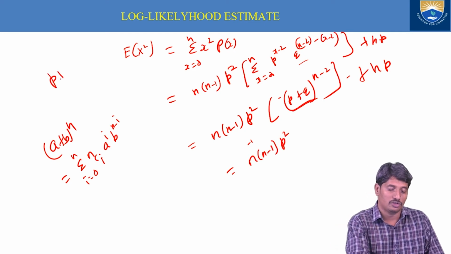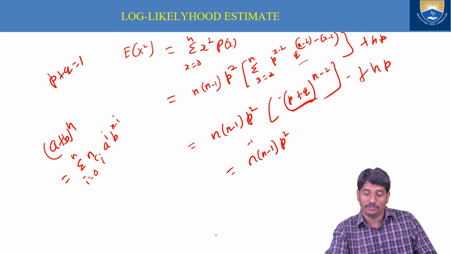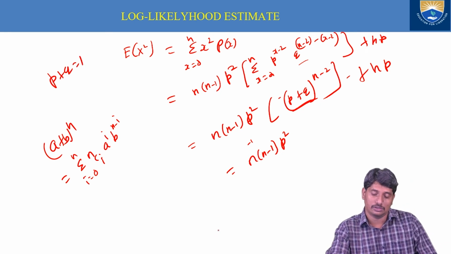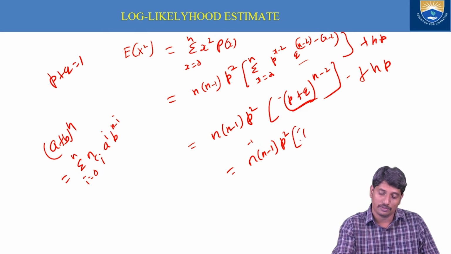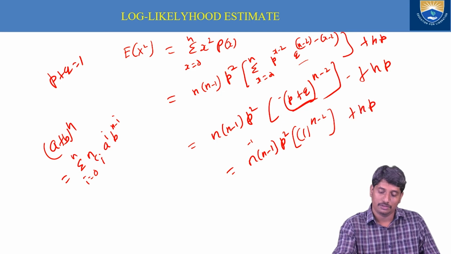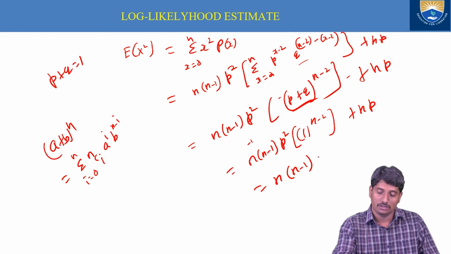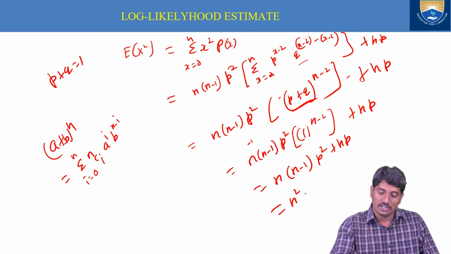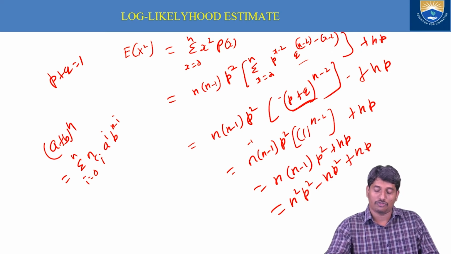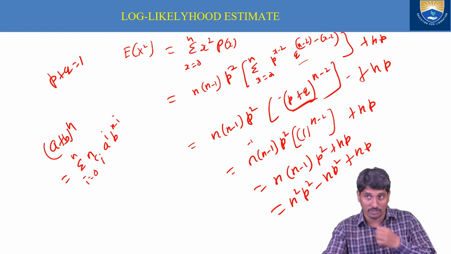P plus q is always 1. We know success and failure put together always gives us 1. Okay, so n into n minus 1 into p square is equal to 1 power n minus 2, plus np. So n into n minus 1 into p square plus np is n square p square minus np square plus np. So what we get, E of x square is equal to n square p square minus np square plus np.